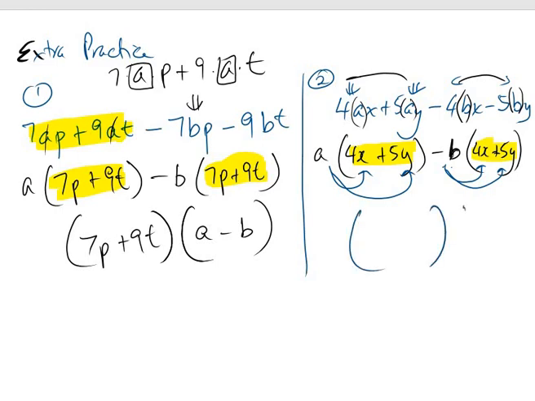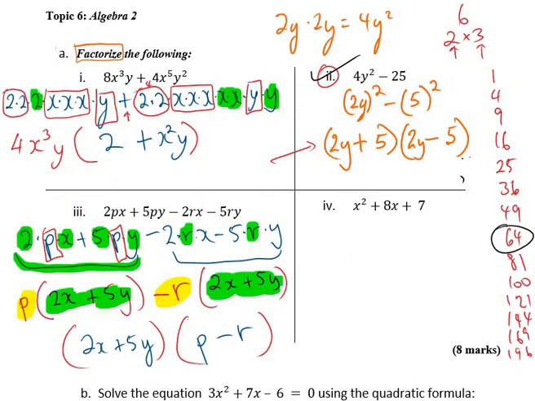Now, you're going to have two pairs of brackets. Tell me what goes inside the first bracket. That's correct. What we have in the brackets on top that are the same, the 4x plus 5y. What goes in the second bracket? That's correct. What's outside, collectively a minus b. That's it. Now let's look at the last one in terms of factorization.